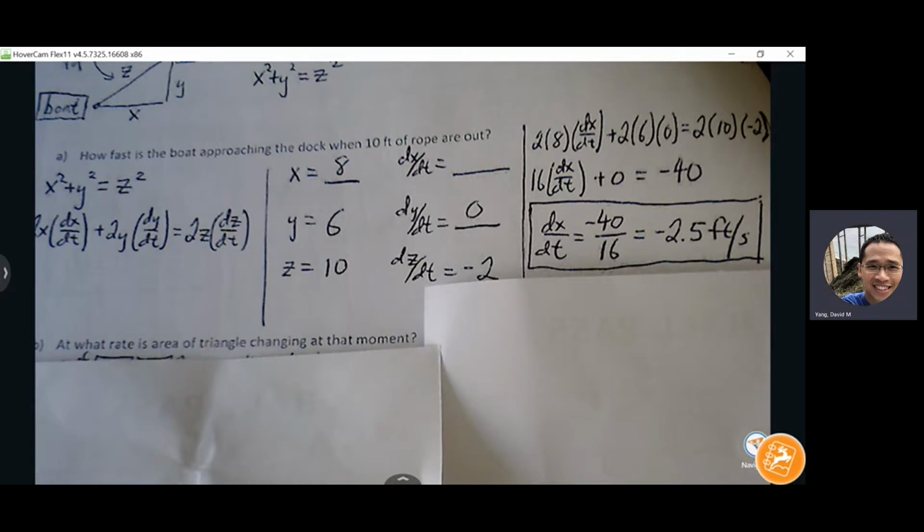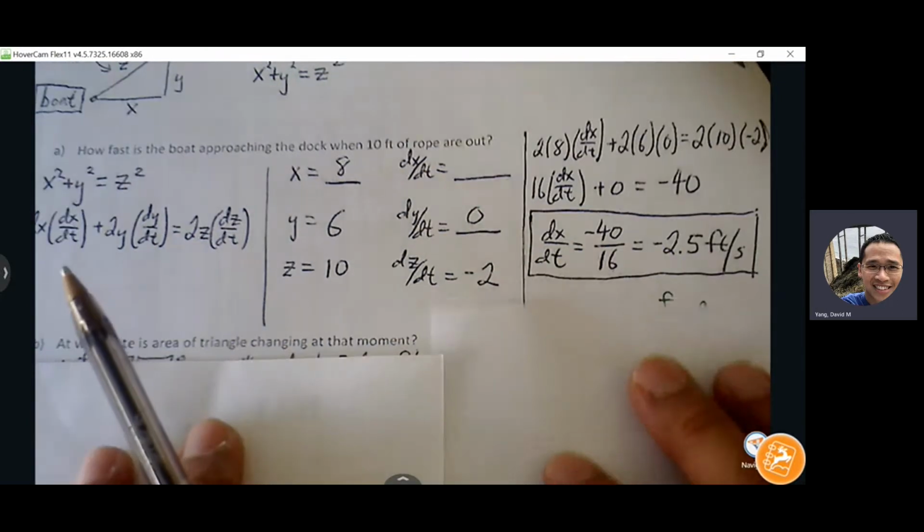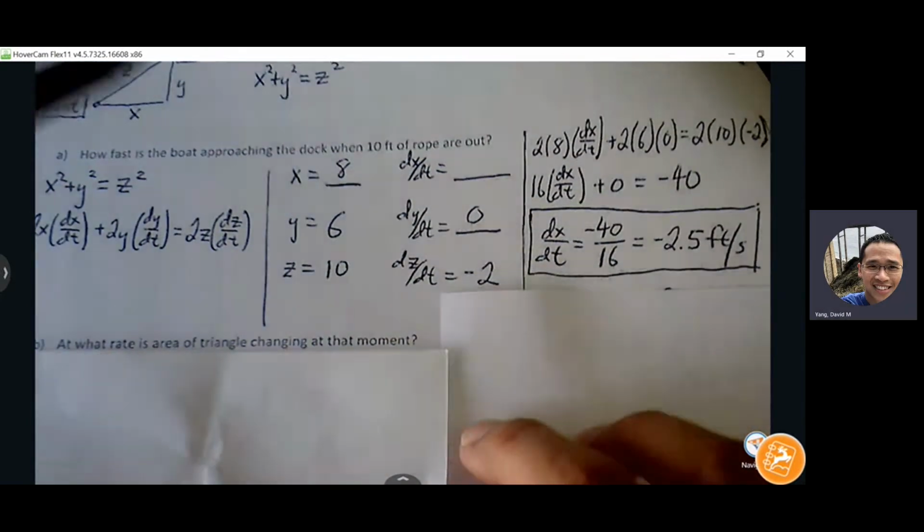Okay, part B, at what rate is the area of the triangle changing? What variable are we looking for there? dA/dt, right? But first we have to build the area of a triangle. What's the area of a triangle? Yeah, 1/2 x times y. Okay, 1/2 base times height. So we build that first.